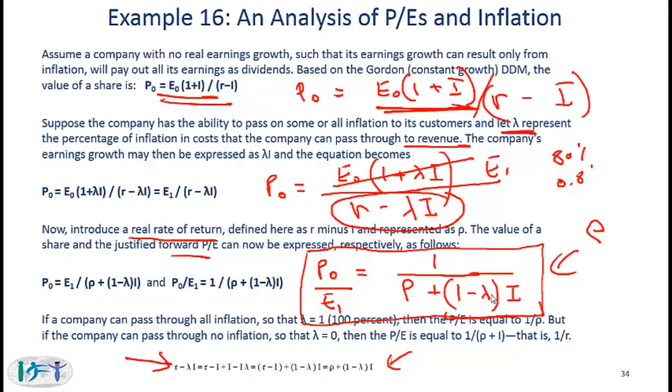If lambda is equal to 1, then what do you have? Then you also have 1 over rho. And what's the economic justification? If a company can pass on all inflation to its customers, then should inflation impact the value of the company or the multiple? No. So that also helps you explain why you have 1 over rho. So based on the business justification, hopefully you can memorize this formula. If you like algebra, then you can quickly derive the formula. If you like to memorize formulas, then you just box this and memorize it.